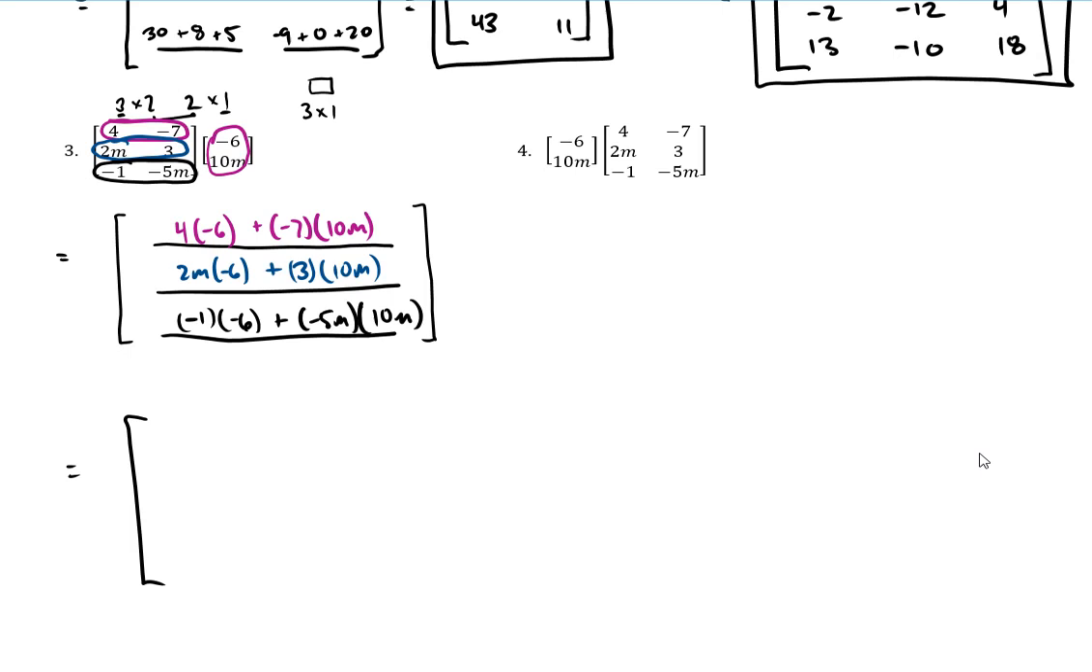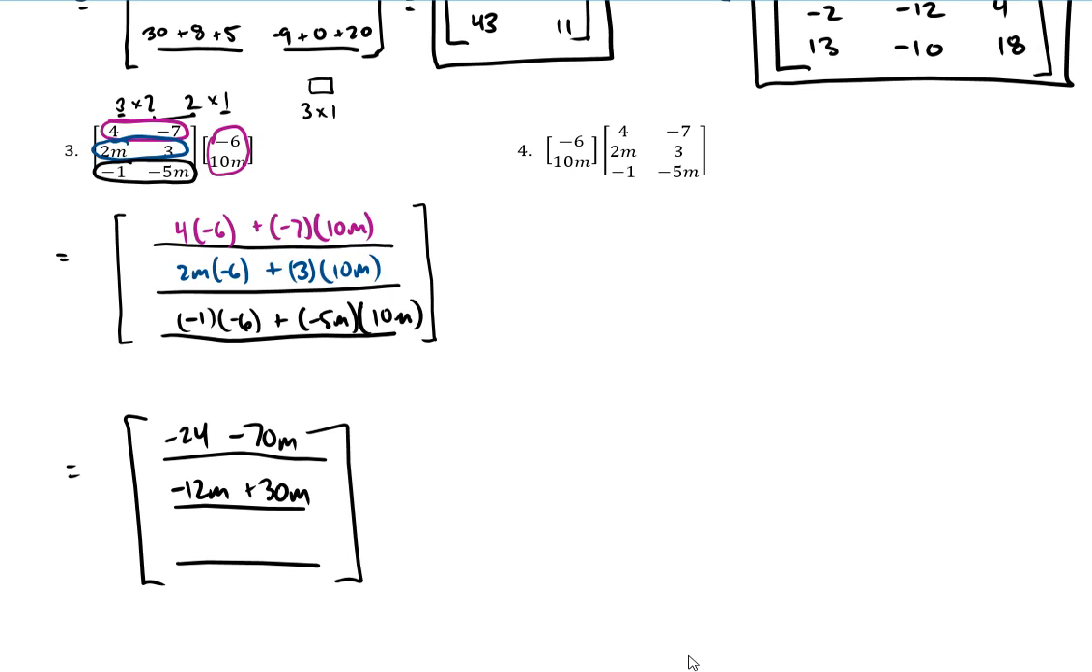All right, let's go ahead and give ourselves those same 3 lines to really organize. I think we'll have enough room to the side still. Okay, so we've got 4 times -6 is -24. And then here, that looks like it'd be -70m. The second element looks like -12m, and then plus 30m. The bottom element looks like +6. And then here we have a positive and a negative, so minus 5 times 10 is 50. m times m would be m squared.